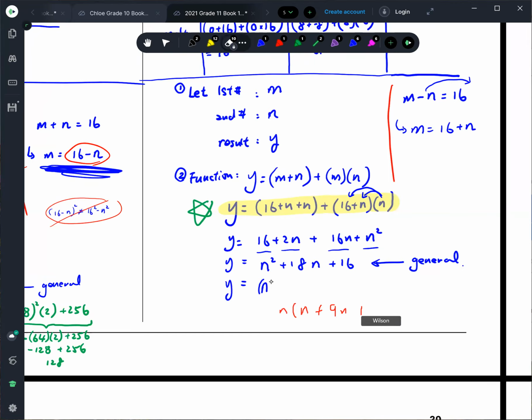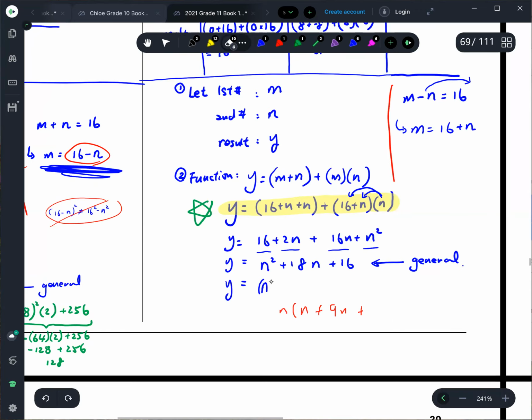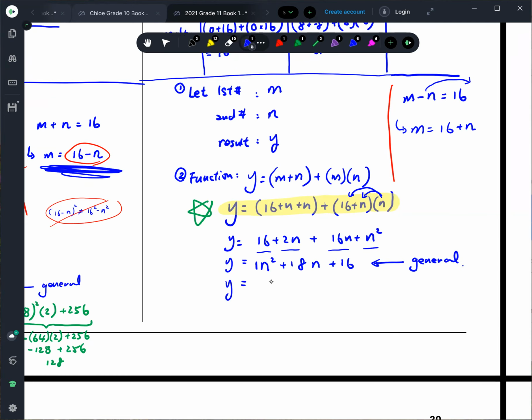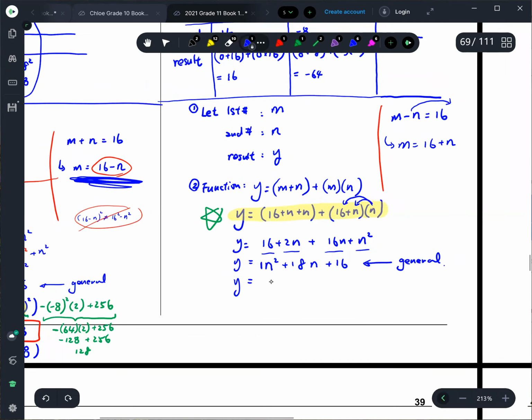Okay, did you factor the n out? You shouldn't factor the n. You factor the number, not the variable. Oh yeah, there's the invisible 1 there. Okay, put a 1 out and carry on.